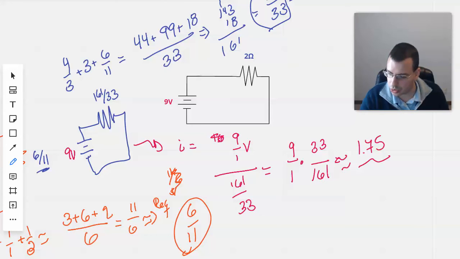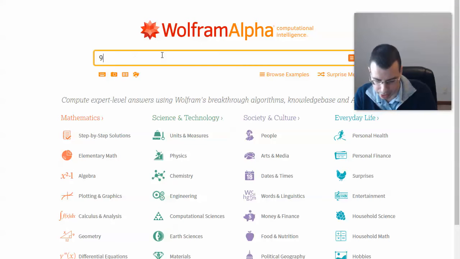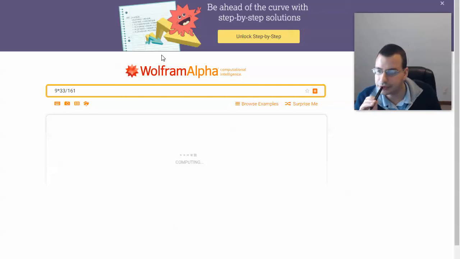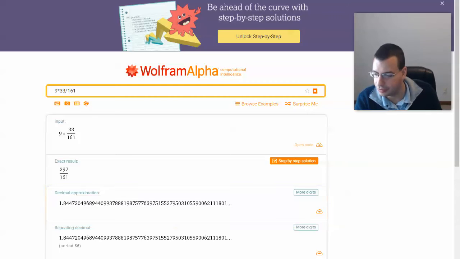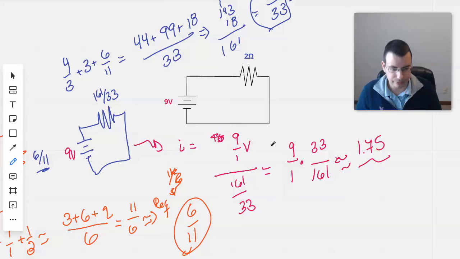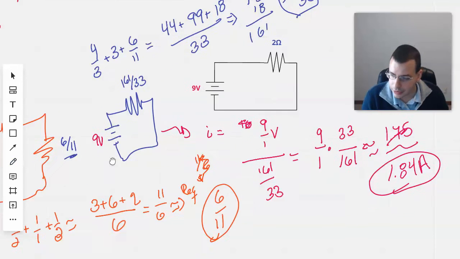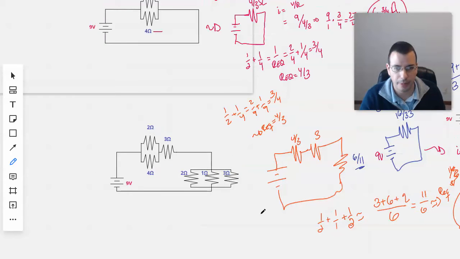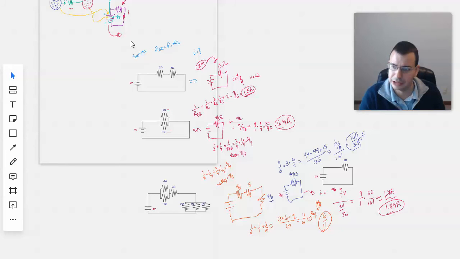9, 33, and 161. 9 times 33 divided by 161. And we get 1.85. 1.84. Okay. 1.84 amps. There we go. And that's how you do a longer problem with equivalent resistors. This is a lot of writing.